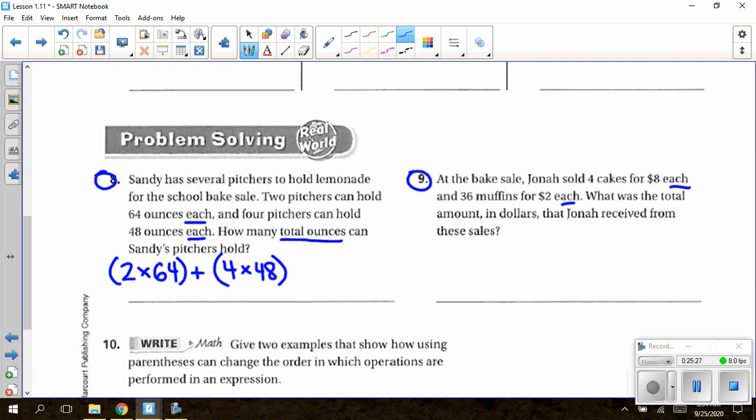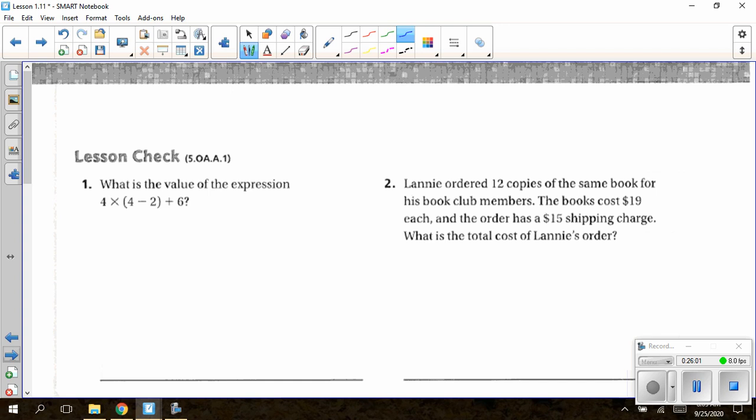So just like at number 8, I do have a set of parentheses for the cakes. He made 4 cakes and he sold those for $8 each, so 4 times 8. He made 36 muffins and he sold those for $2 each, so 36 times 2. And in dollars, you're going to then have to find your total, and so you will add these two parentheses together. So then on page 72, you are going to be working on all of the problems.